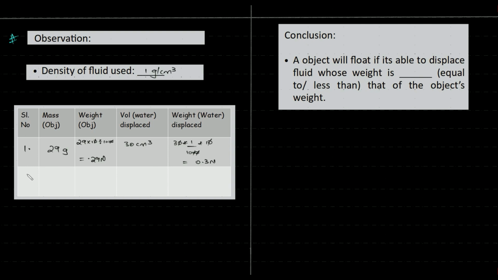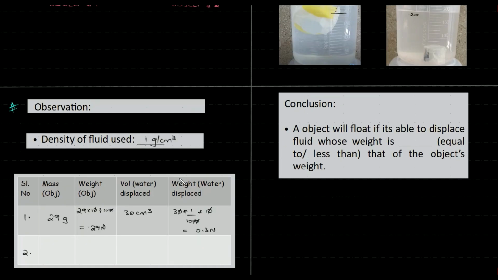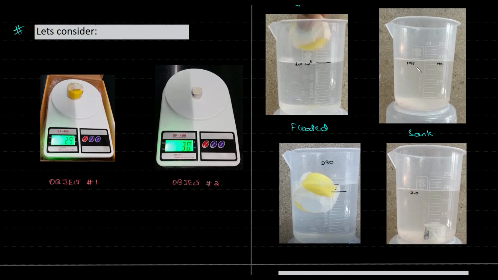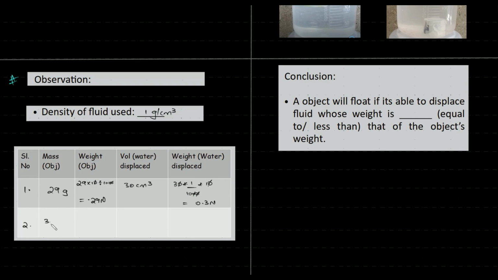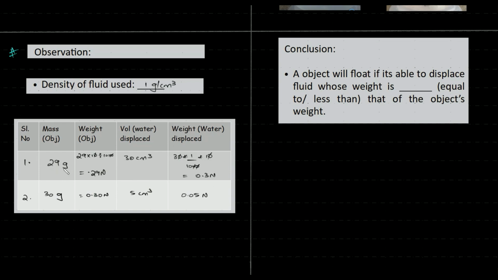Now in the second one, once we complete this table, we'll understand things, don't worry. So this is 195 to 200 and the mass here is 30 grams. With a similar calculation, the weight is 0.30 Newton. Here the displaced volume is 5 centimeter cube and the weight of the displaced water is 0.05 Newton. So all in all, what is happening in the case in which the object sank? You have to match that. Try to make your own conclusion and then I'll conclude. So fill in this blank.